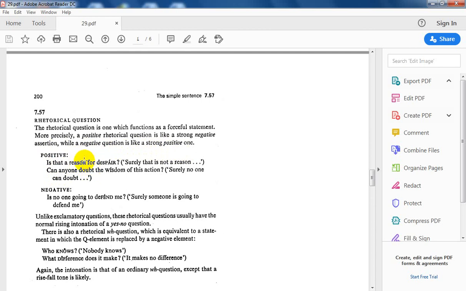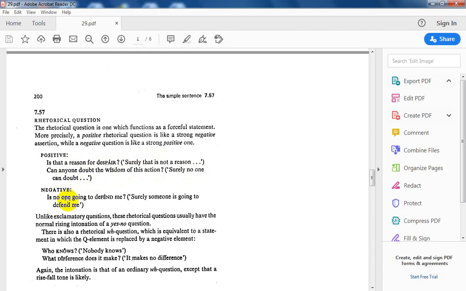Positive. Is that a reason for despair? This is positive, so when I say, is that a reason for despair, actually I know that there is no reason for despair. It is a positive question but the assertion is negative. Can anyone doubt the wisdom of this action? Surely no one can doubt.